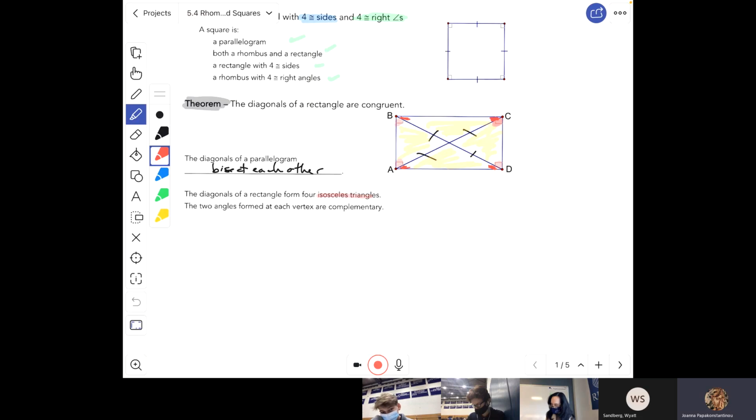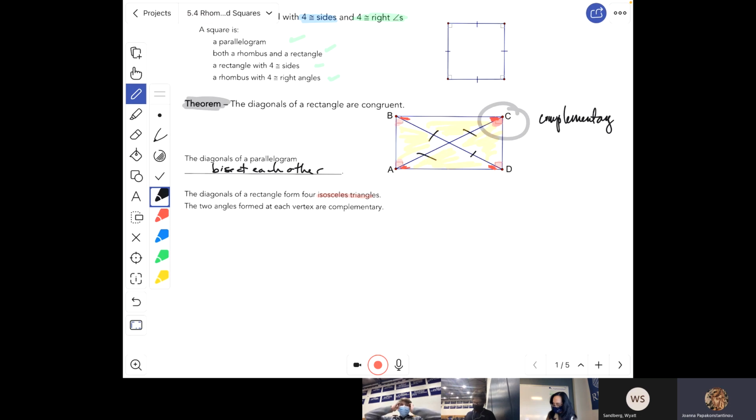and this one make for a complementary angle, right? And the two angles formed at each vertex are complementary, which we just said. So these are kind of little corollaries here, if you will. Little supporting facts to that theorem.